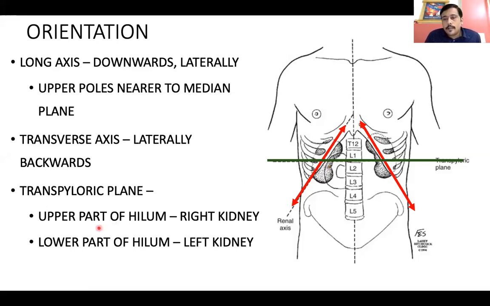Both the kidneys are understood in terms of the transpyloric plane in the surface anatomy. The transpyloric plane crosses the hilum of the right kidney in its upper part, whereas the transpyloric plane crosses the lower part of the hilum in the left kidney. So you can see this particular line is crossing near the upper aspect of the hilum of the right kidney, whereas in the left kidney it is going near the lower aspect.